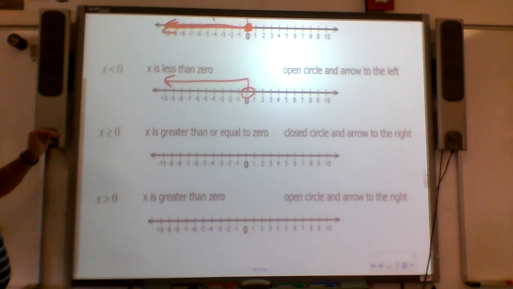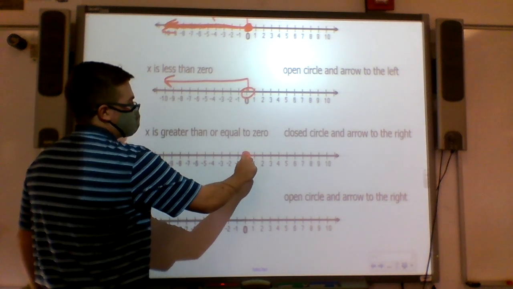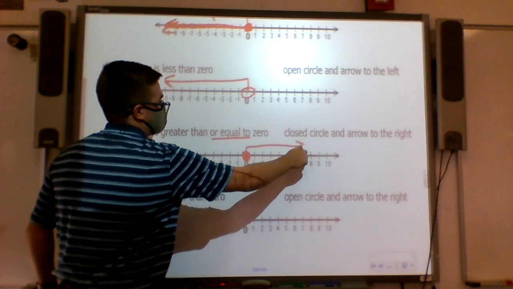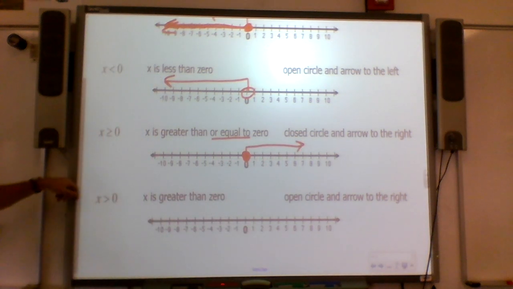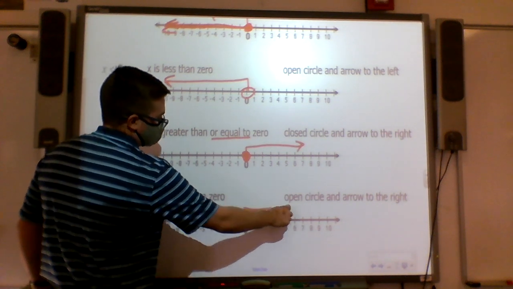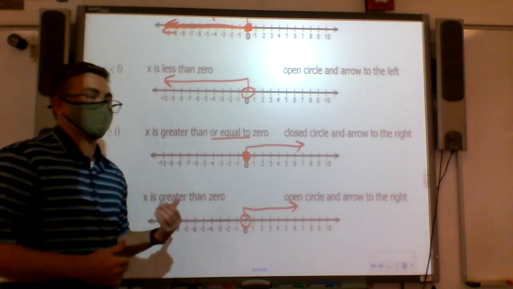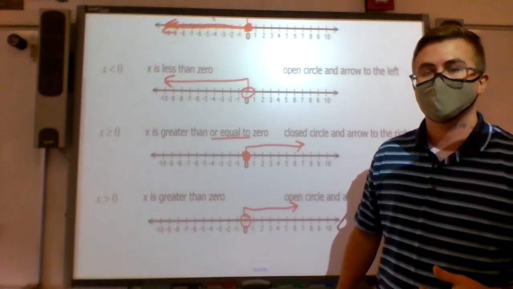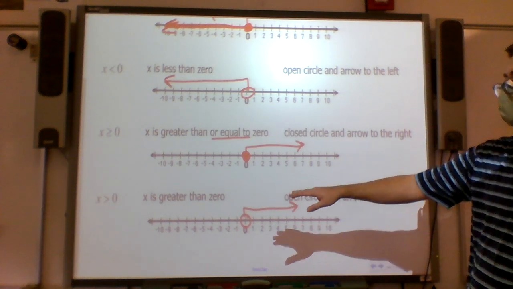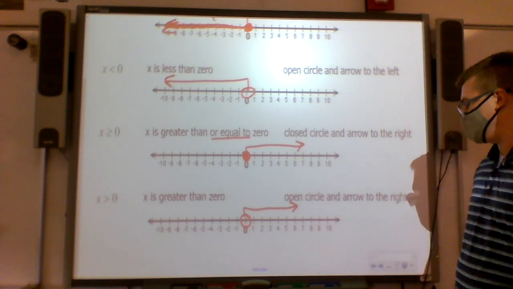Same thing with greater than or equal to: closed circle because it's the or equal to part, and then shaded to the right. Greater than 0, open circle, shaded to the right. So what we're going to work on is practicing solving inequalities, where once you get down to it, you'll get an answer like this, and you'll have to be able to graph it on a number line.